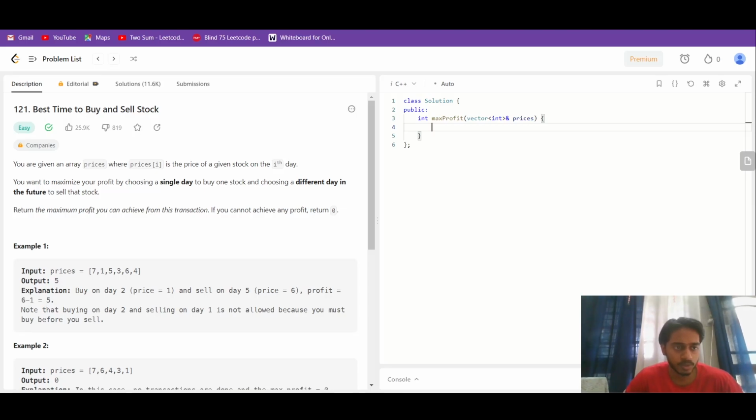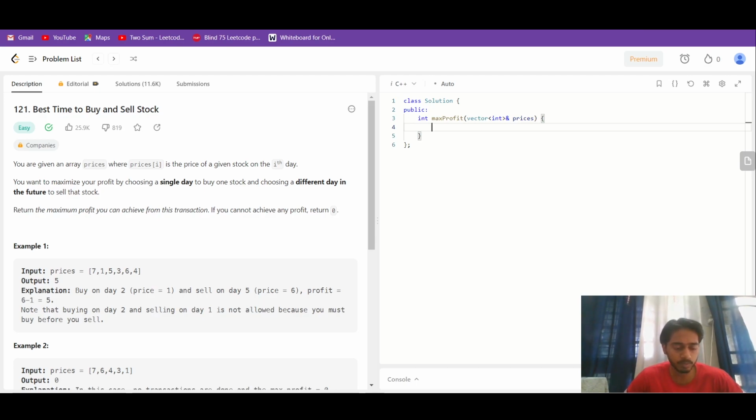Hello everyone. So today we'll do this question: best time to buy and sell stock. In which, for a given stock, we are given the prices of that stock in n days. So prices[i] gives the price of that stock on the ith day. We have to maximize the profit by buying the stock at a minimum price on a single day, and on a different day selling it at a higher price, and obviously in the future.